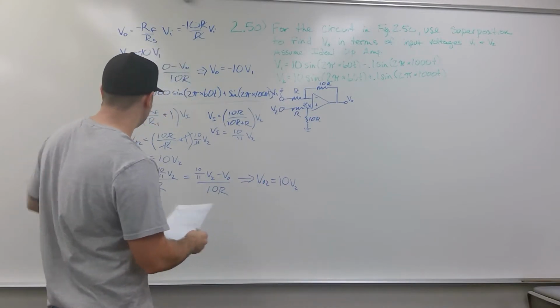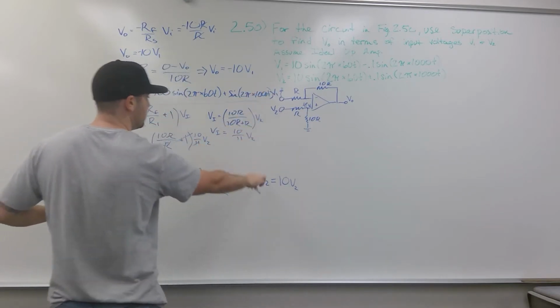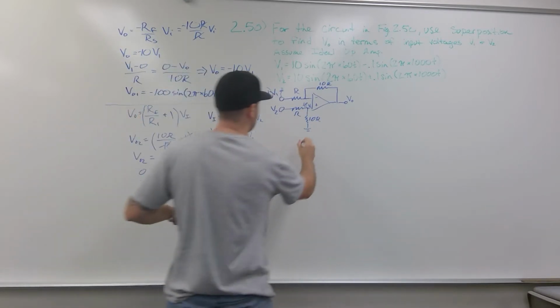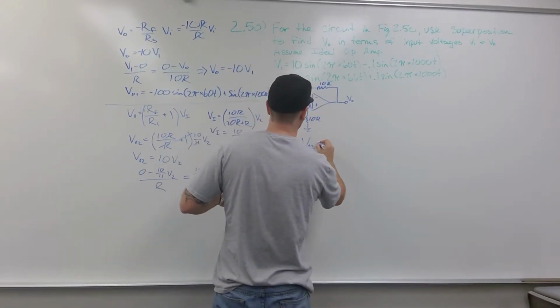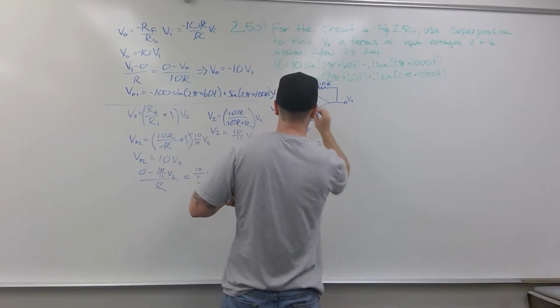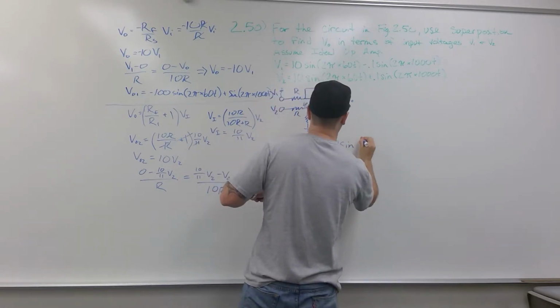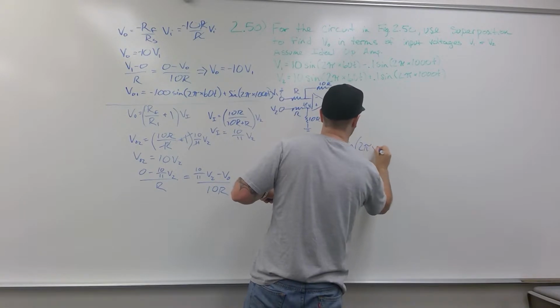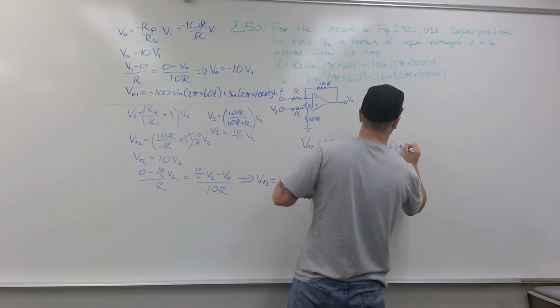So now you can plug that back in to our V2 equation, so we can solve for V out 2 equals 10 times that, so 100 sine 2 pi times 60 plus.